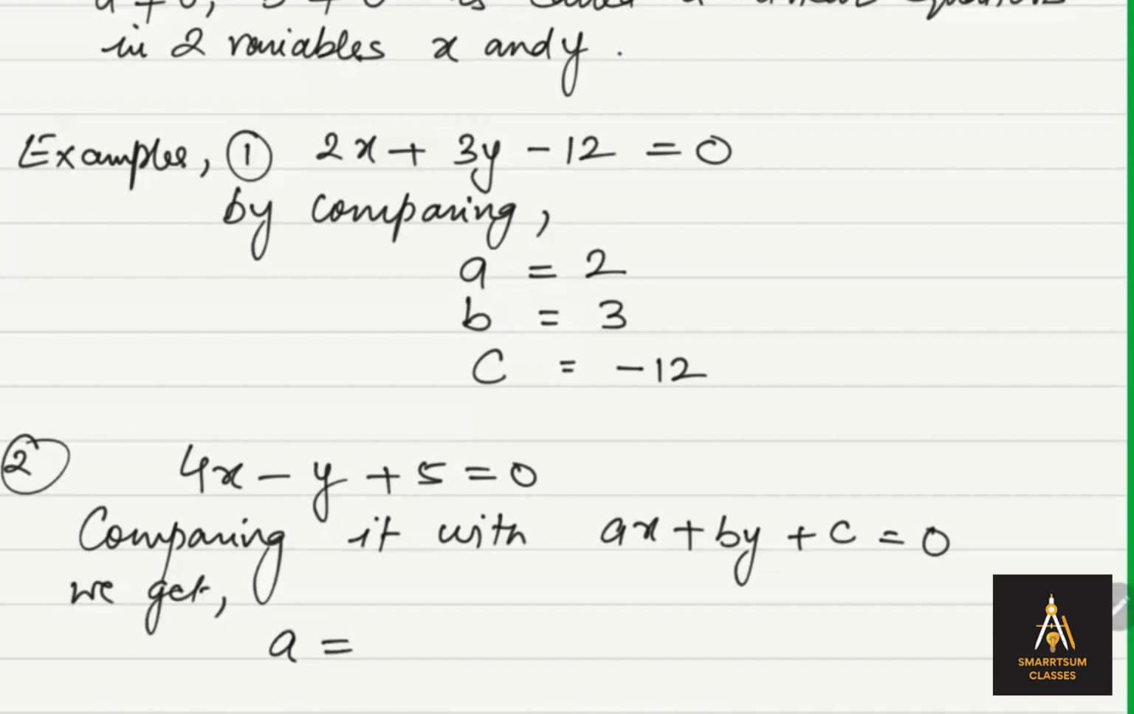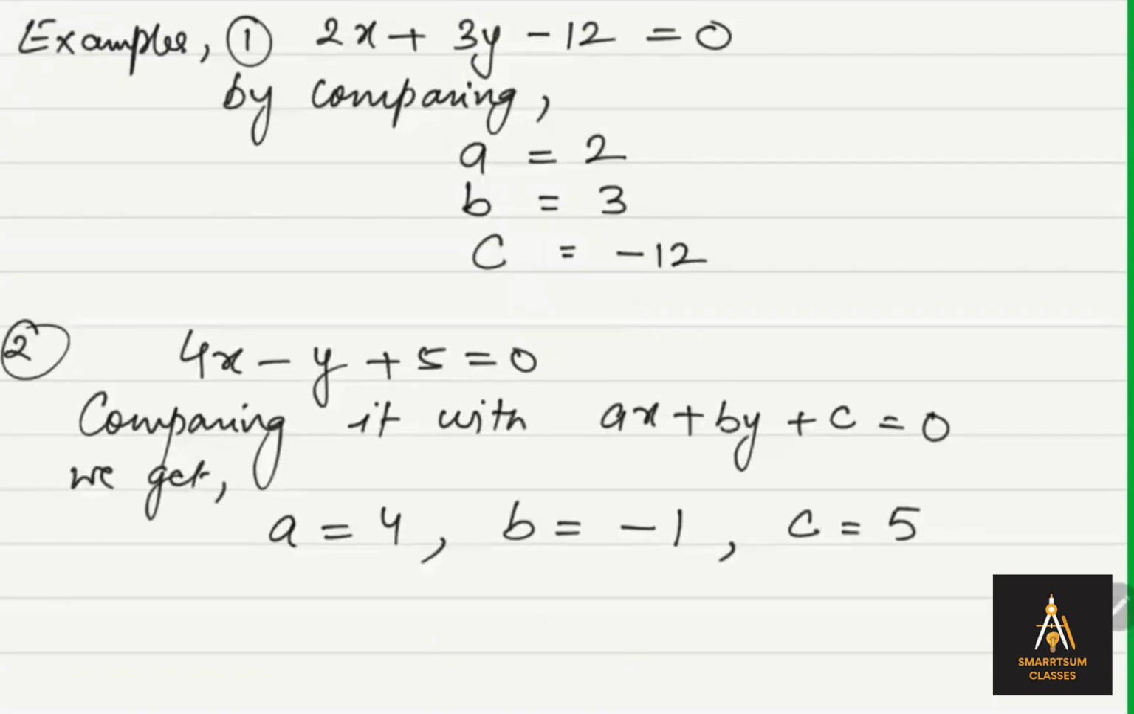So what is the value of a? Can you tell me? Look at this. The value of a is 4. Not 4x, only 4, right? What is the value of b? See the coefficient of y in the equation. Minus y, so minus 1. That's correct. And what is the value of c? 5. That's perfectly correct.